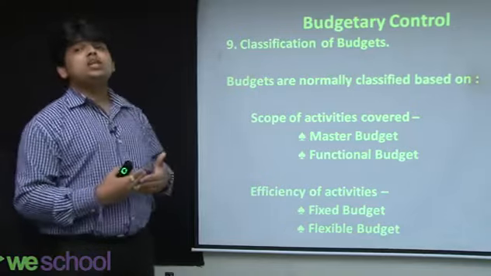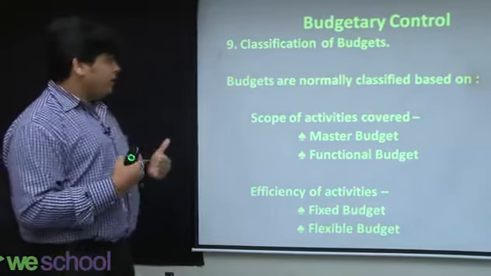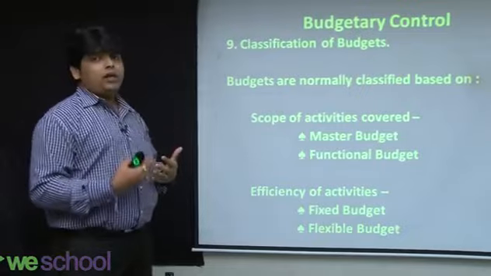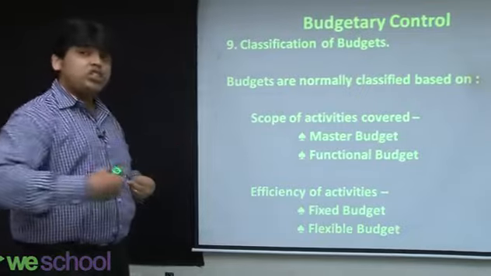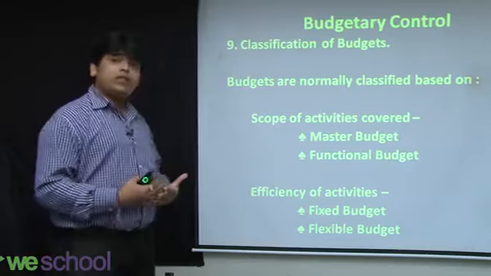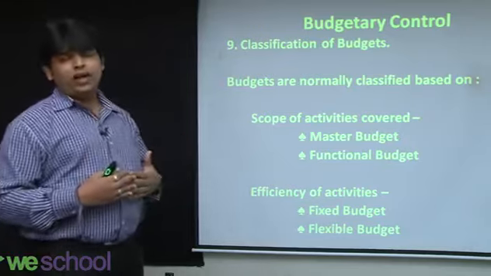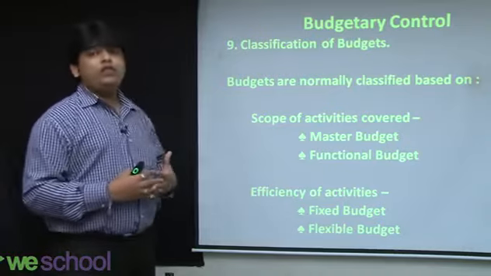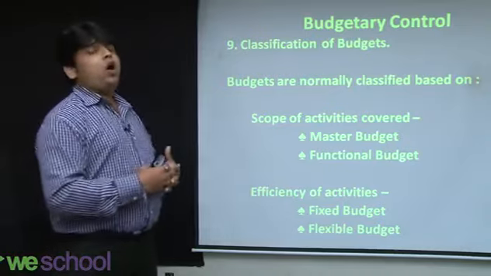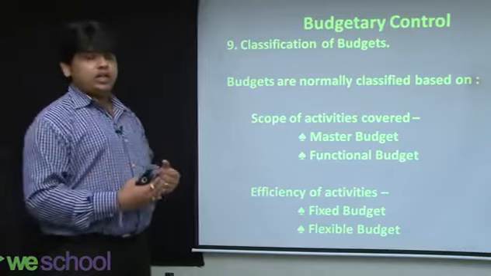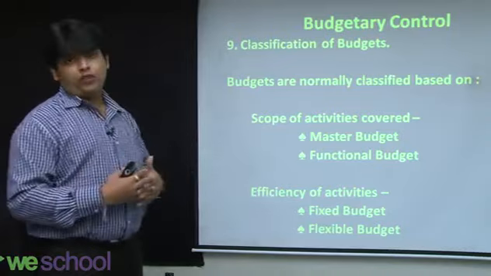That is the functional budget. We can also classify the budget on the basis of efficiency of the activity: fixed budget and flexible budget. If the operation is fixed, if there is no fluctuation in the level of activity, then we can go forth with fixed budgets, like all the expenses which are fixed in nature. So we make a separate budget for fixed expenses.